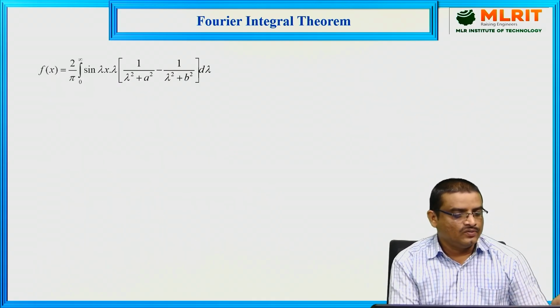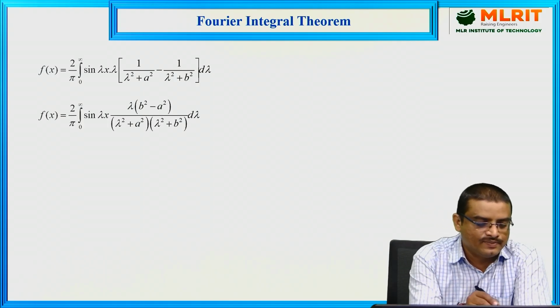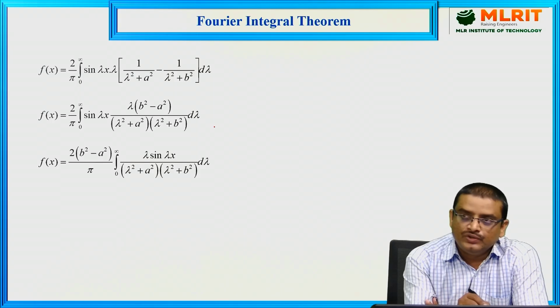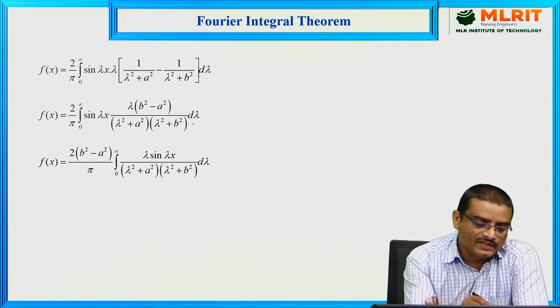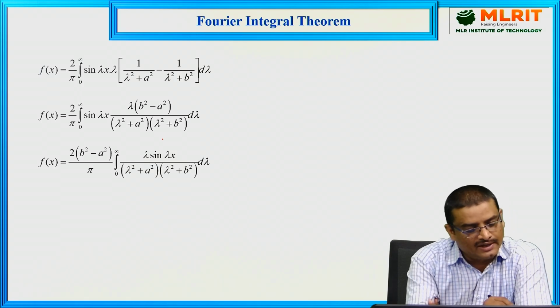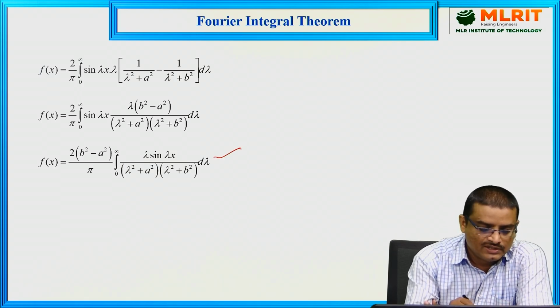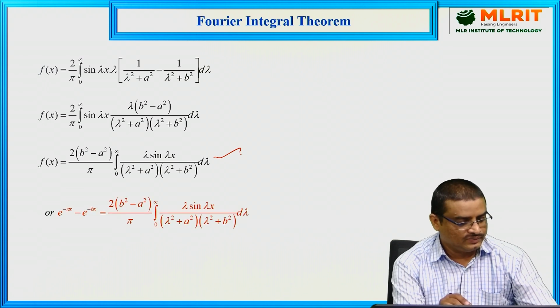So this is the value we got. I have taken that lambda outside. Now simplify by taking the LCM here. So finally, you keep the variable lambda inside this integration, and the remaining we can take outside that integration here, since those are constants. So this is the condition we have to prove here.